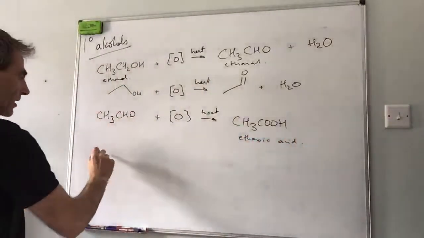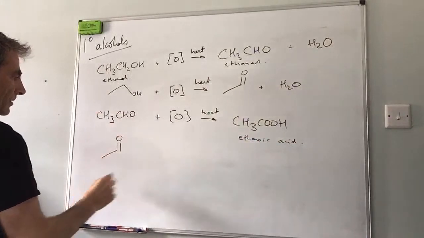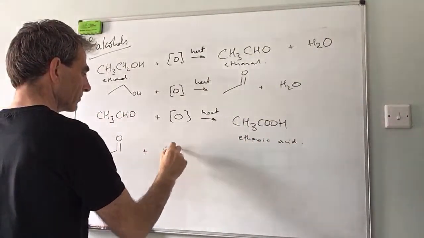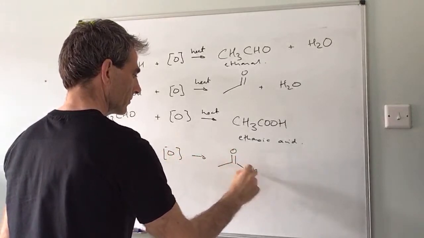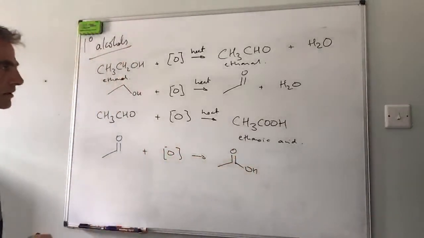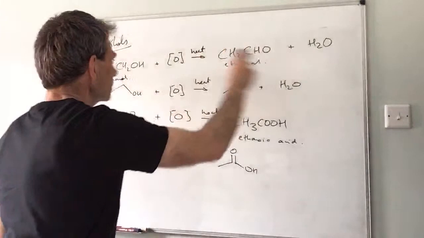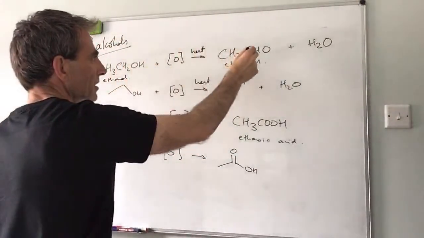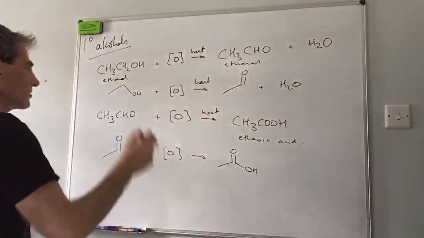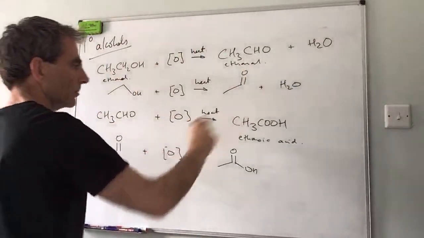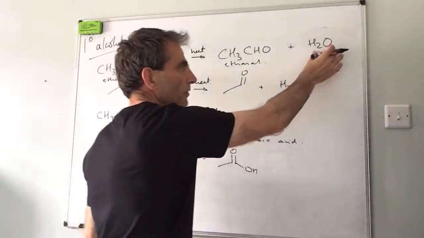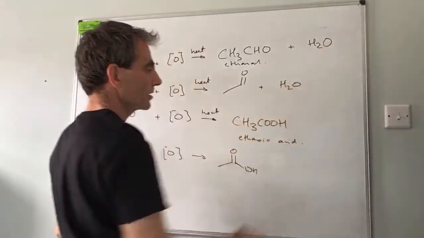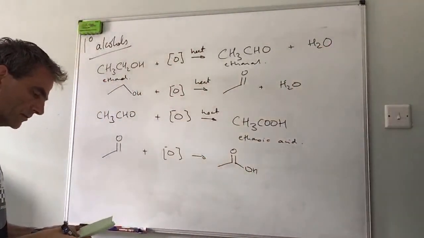So skeletal formula looks like this. And that's it. Okay, so first oxidation is primary alcohol to aldehyde. Second oxidation is aldehyde to carboxylic acid. Things to remember: you only get water formed in the first oxidation, not in the second oxidation.